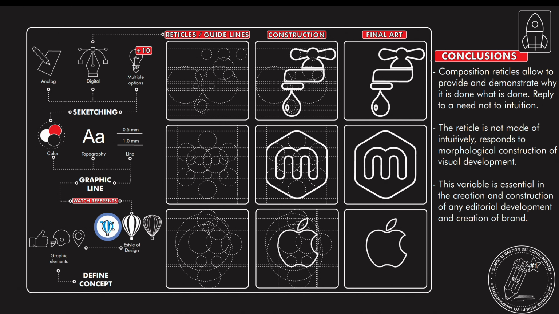As a conclusion, we can say that the composition of reticles allows us to provide and demonstrate why it is done and how it's done. Basically, it answers the need of a development, and of course, this is not intuition. You will have to have a lot of visual culture to develop this. The reticle is not made in an intuitive way, and of course it responds to a morphological construction of a visual development. This variable is essential in the creation and construction of any editorial development or any kind of brand creation.